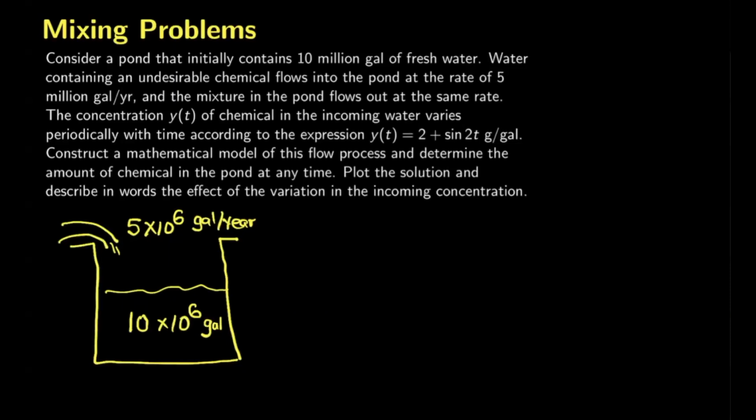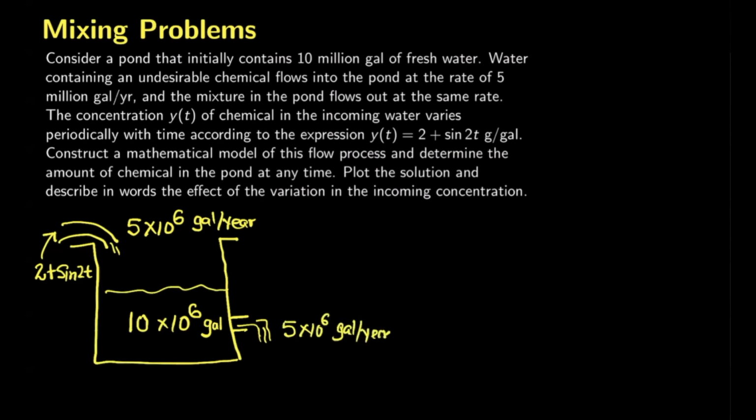The solution which is pouring into the pond has a concentration given by 2 plus sine 2t. So it is a varying concentration with time. Every year a different concentration of the liquid has been poured into the pond. And also there is an outlet in the pond where the water goes out, with the same rate, which is 5 million gallons per year.